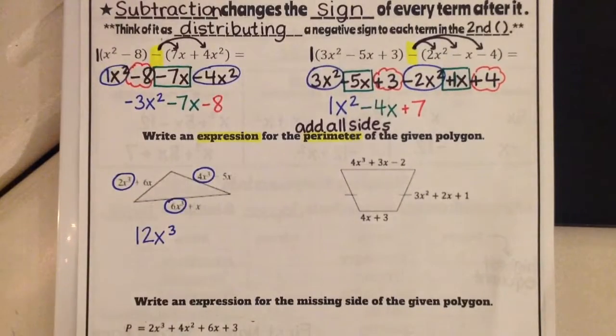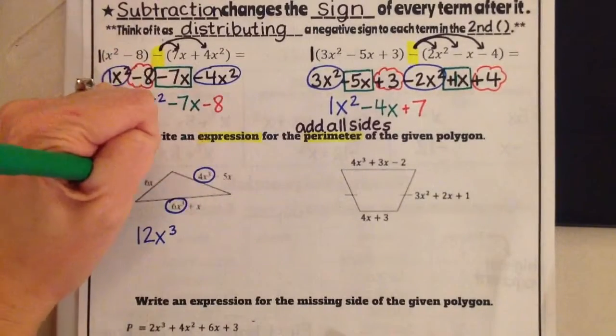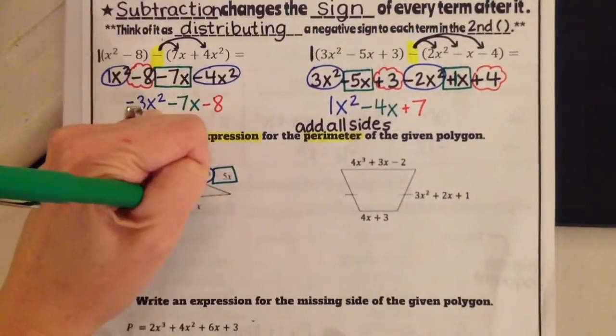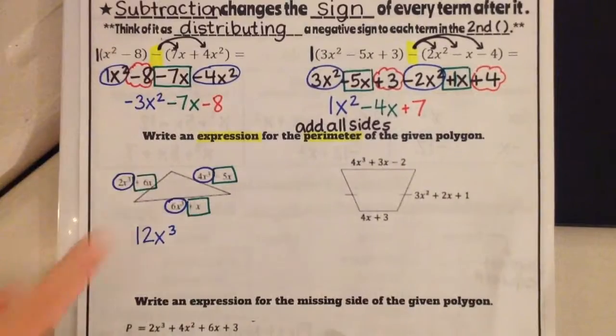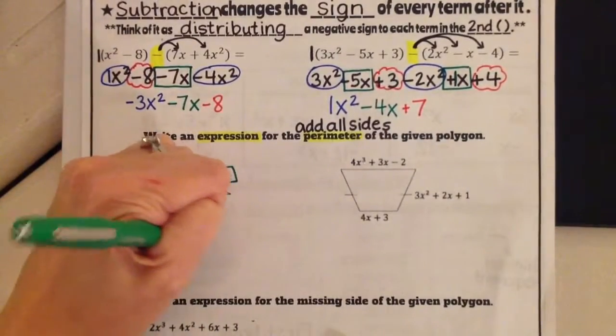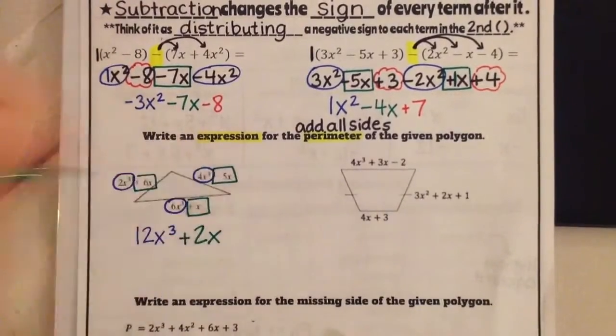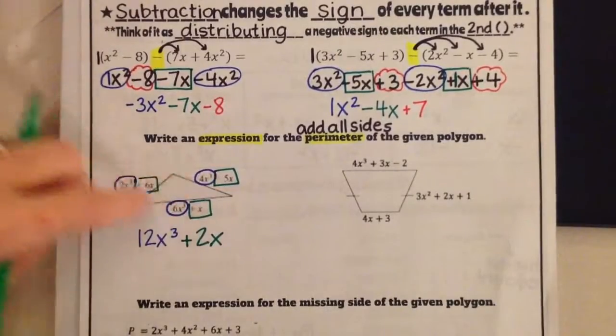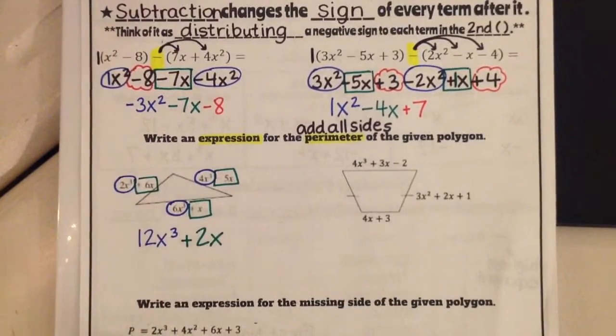So now I'm moving on to my x terms. I have an x term here, there's 6 of them. I have an x term here, there's -5. And I have an x term here, there's 1. So what do I get when I combine 6 plus 1 minus 5? I get 2x. So plus 2x because it's positive. And this is my expression for the perimeter. This is what I get when I add all the terms together for all three sides of my triangle. I get a perimeter of 12 times the value of x cubed plus 2 times the value of x.